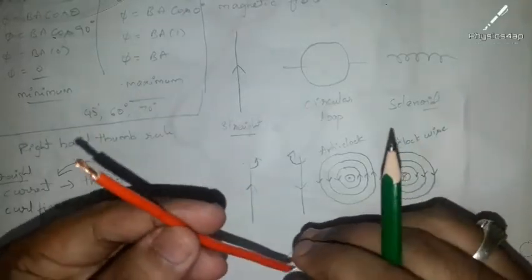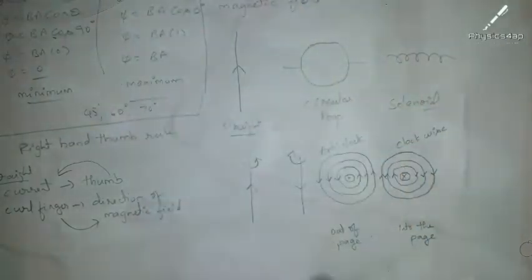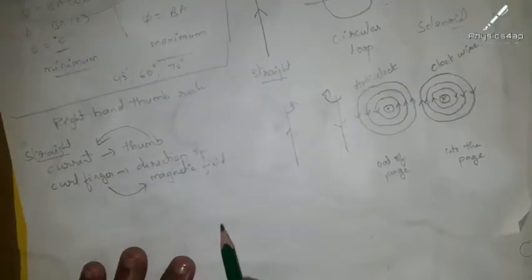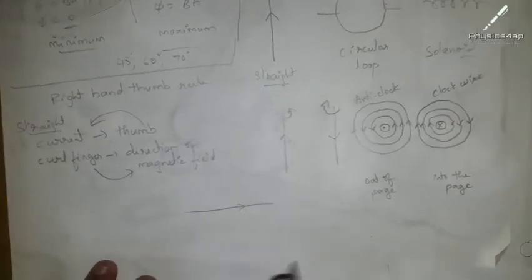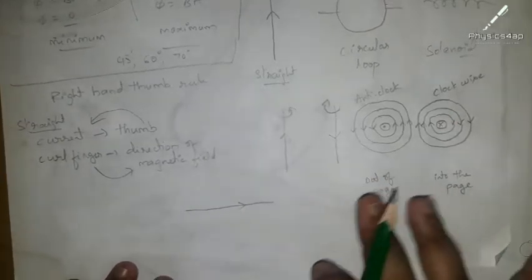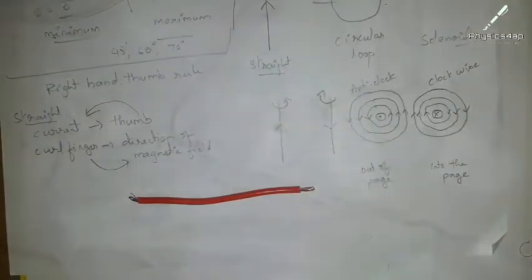The same way for any direction, whether it is sidewise or left or right, up or down, the direction of the magnetic field can be found with the help of the right hand thumb rule. For example, think that the current is moving towards the right side, like this. So the current is moving towards the right side.